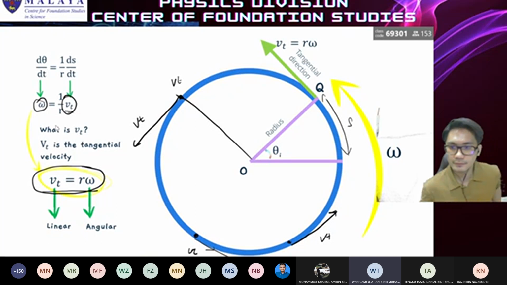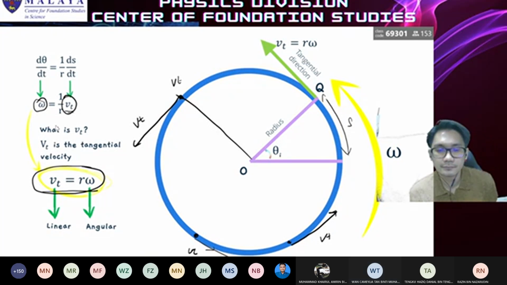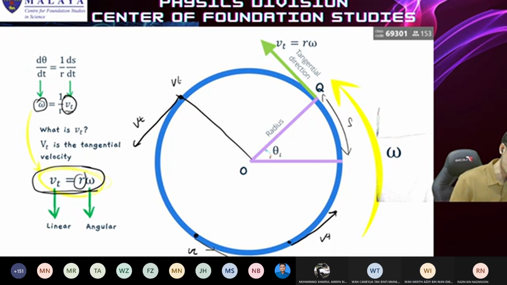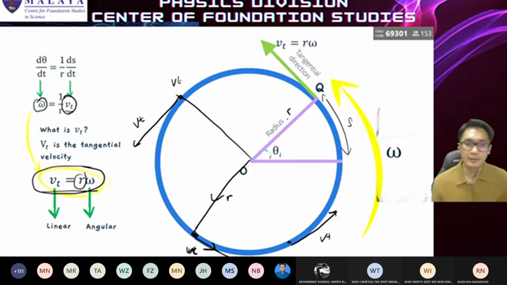Doktor, yang R tu radius kan, yang R dalam formula tu. Yep, correct. This is the radius, ni Yuan. Ni adalah radius. So katakan radius dia yang ini adalah radius lah. And then at this point, the tangential velocity is tangent to the surface of the circle. So this is the tangential velocity. Okay, lagi?